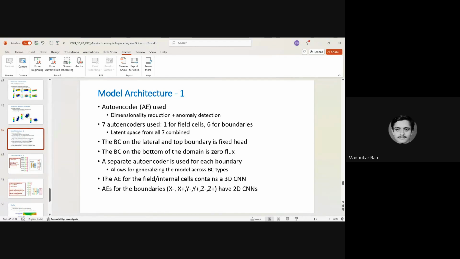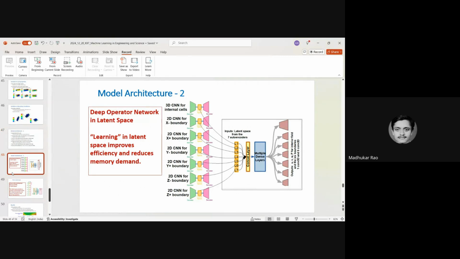A total of 7 autoencoders were used, 1 for the field and 6 for each of the boundaries: 2 x-axis boundaries, 2 y-axis boundaries, and 2 z-axis boundaries. Then the latent space from all the 7 autoencoders were combined to give the boundary and hydraulic conductivity properties. So this is basically the network architecture.